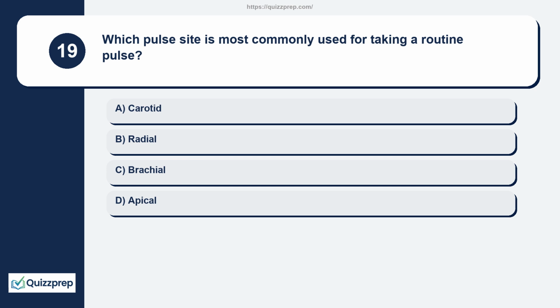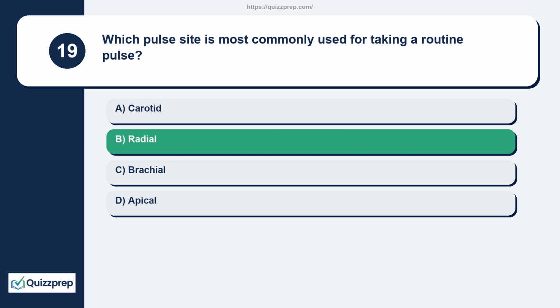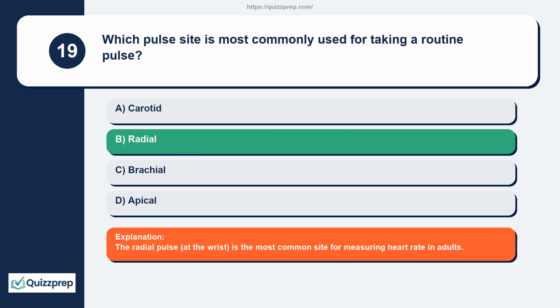Question 19. Which pulse site is most commonly used for taking a routine pulse? Carotid, radial, brachial, apical. The radial pulse, at the wrist, is the most common site for measuring heart rate in adults.